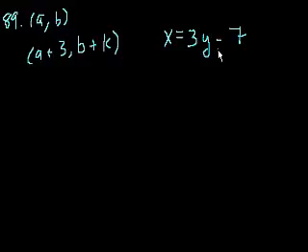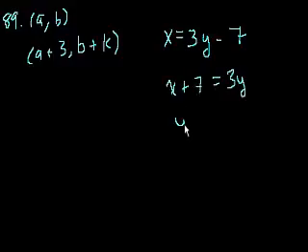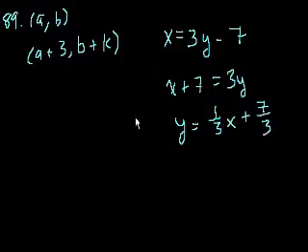Okay. Well, I think an easier thing to do is, let's just define y in terms of x. So you get x plus 7 is equal to 3y. y is equal to 1/3 x plus 7 over 3. Okay, let's see what we could do.